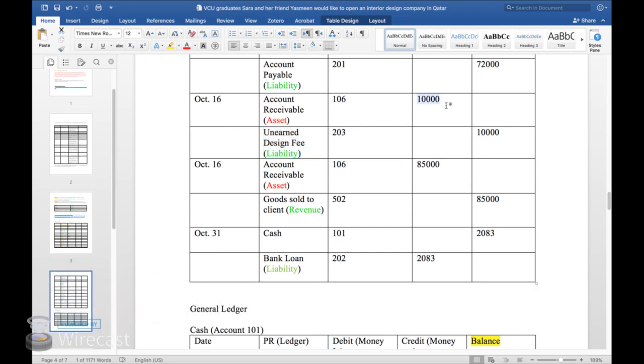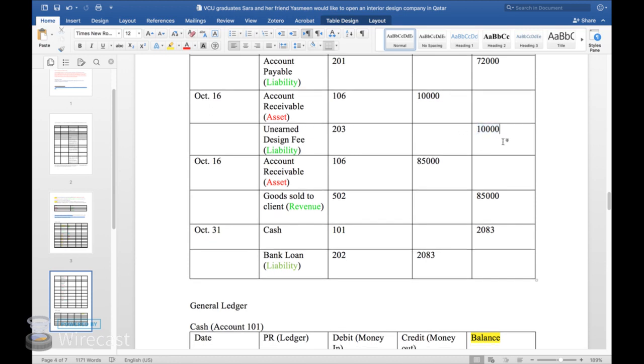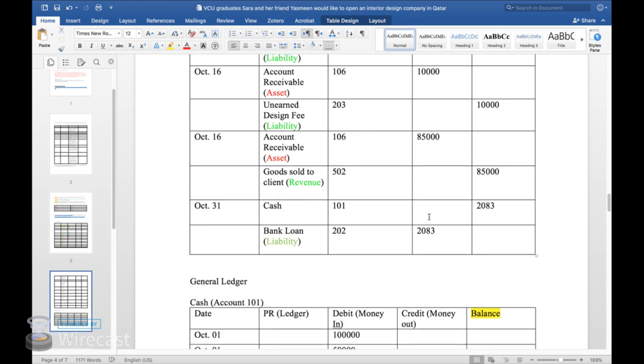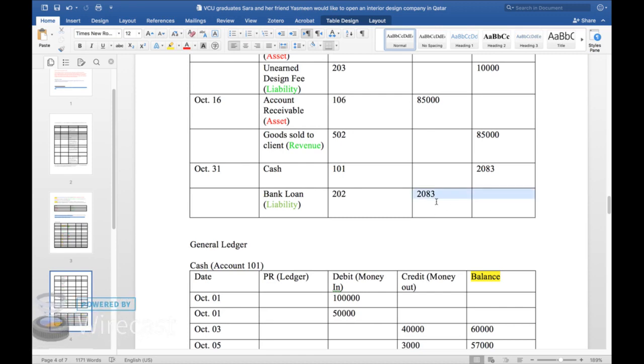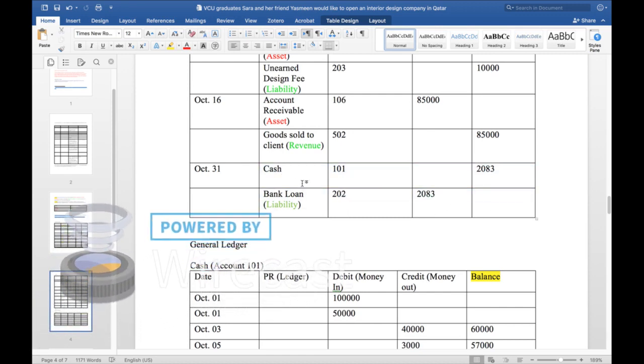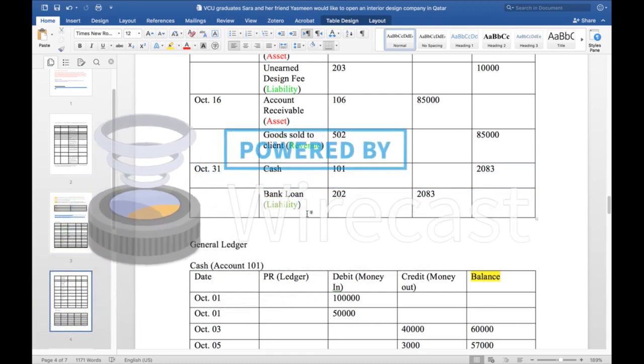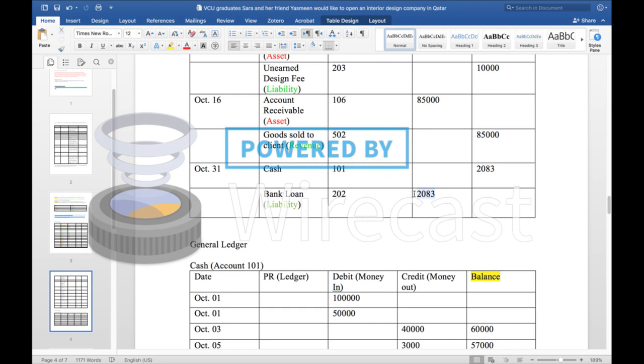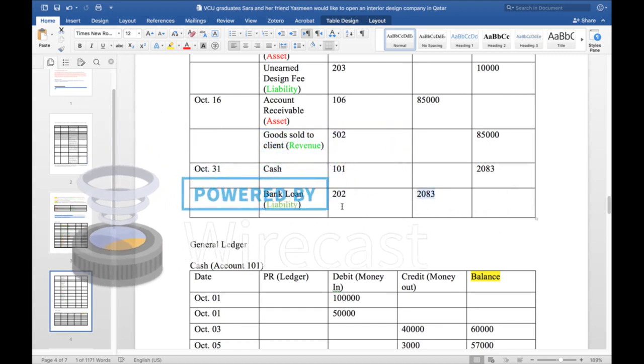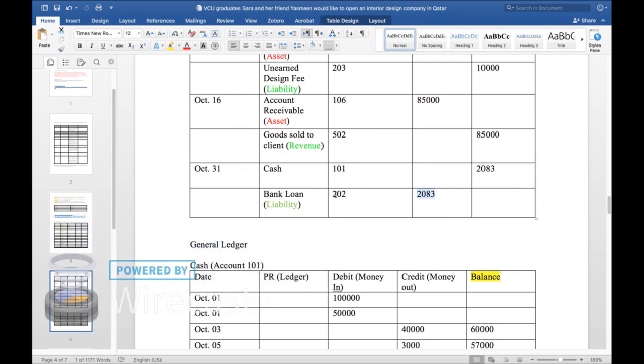Okay, assets: accounts receivable is almost like cash. It's an asset. Unearned design fee is a liability, because we would have to do the design. That's our liability. Okay, for example, the last column is a demonstration that we paid back some bank loan, which is this number. We paid it back with our cash.